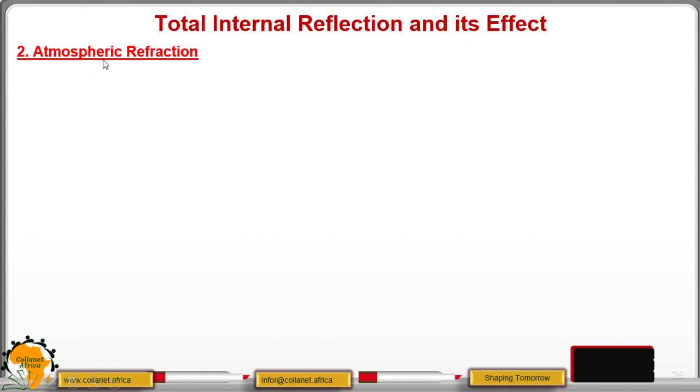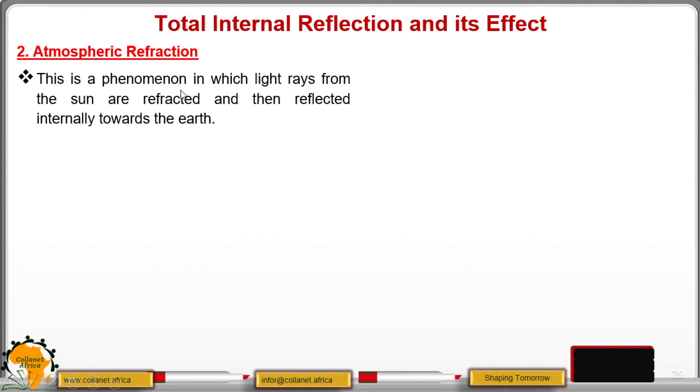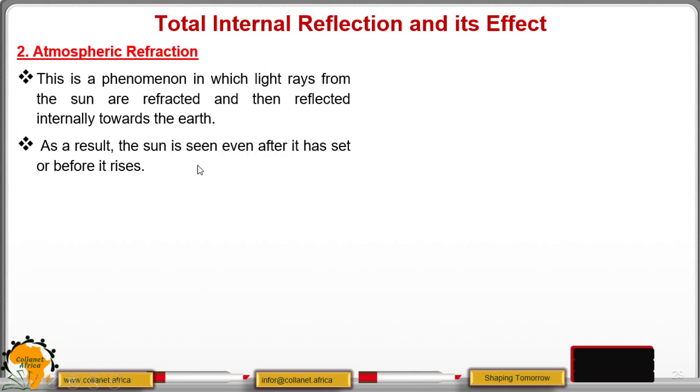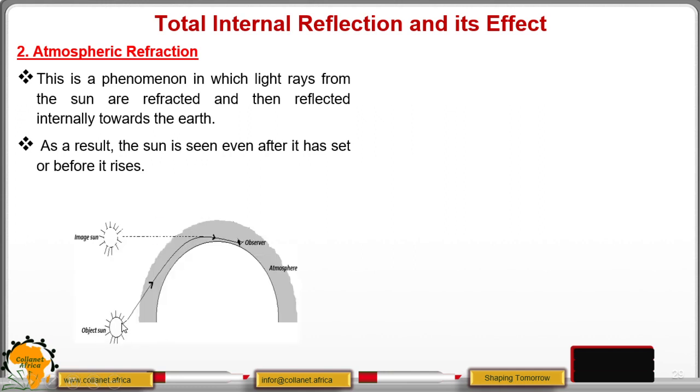Then from there we have atmospheric refraction. Now this is a phenomenon in which light rays from the sun are refracted and then reflected internally towards the earth. As a result, you find that the sun is seen even after it has set or before it rises. So in other words, we are saying the sun has not set, or the sun has not risen, and therefore whatever we are seeing is an image. Look at what we have in this diagram. This is where the sun is. You, the observer, you are here.